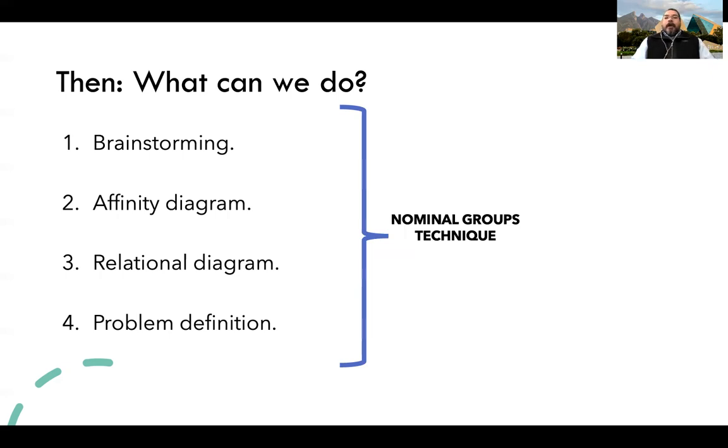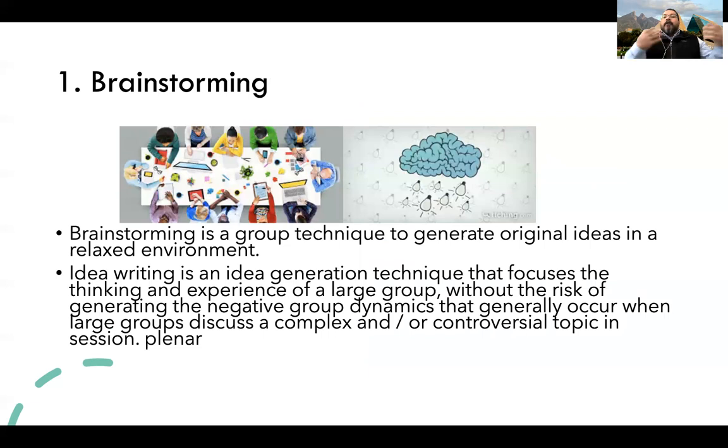We can use some different tools that, put together, will give us a small methodology to define a problem. And this is by performing some nominal group techniques, such as brainstorming, affinity diagram, relational diagram, and the problem definition. In the first part of the video, I'm going to explain each of these concepts. And in the second part, we are going to do an example to better understand the first part. So first of all, brainstorming.